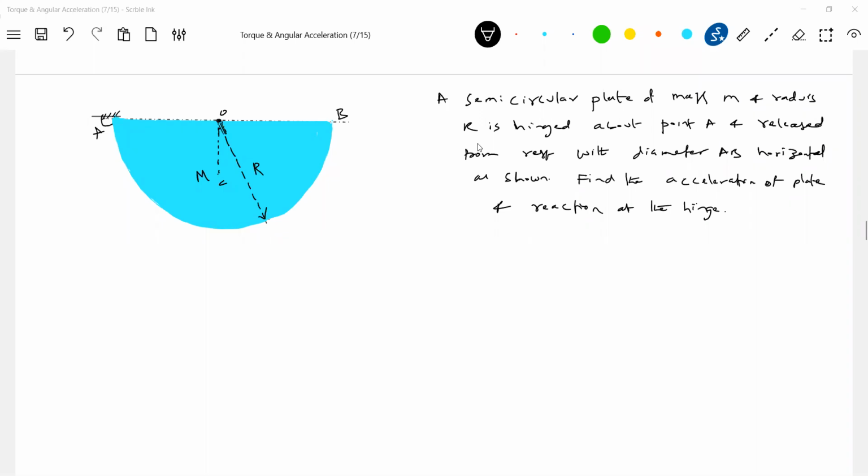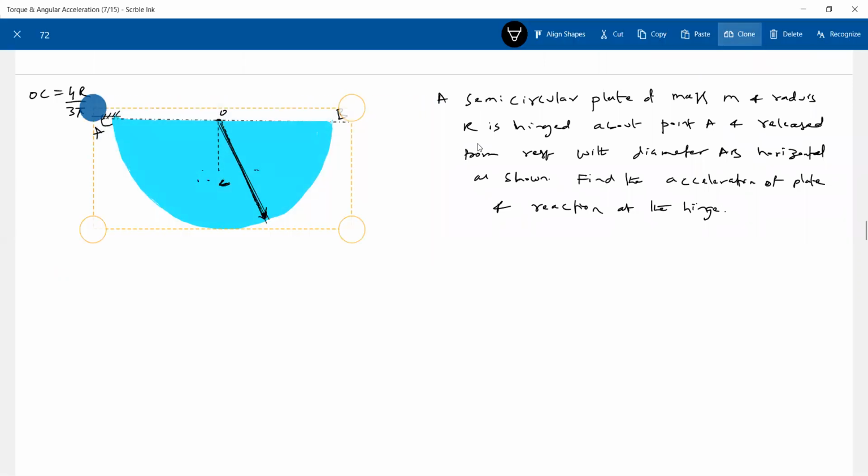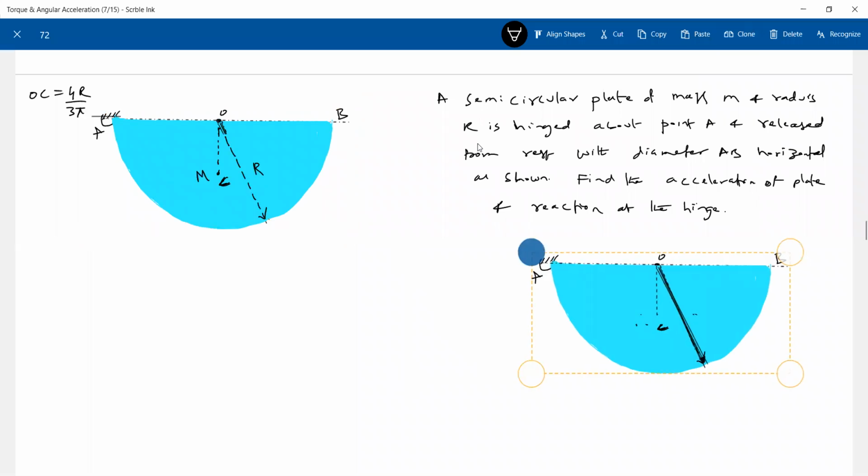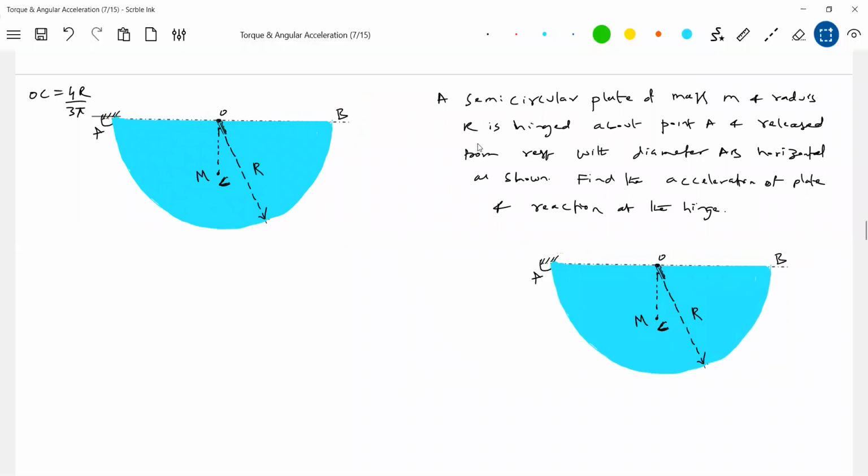Where will the center of mass of a semicircular plate be? Anybody? Distance OC? 4r by 3 pi. Center of mass should be equal to how much? 4r by 3 pi. Now get into the problem. Just now what we discussed, those things is what you are supposed to apply here. And there's a question. Okay, we'll analyze this particular problem.